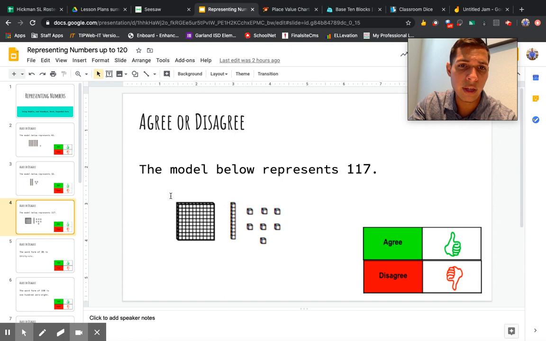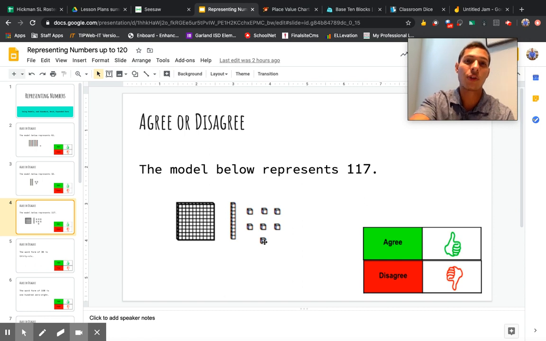So this is something new. We haven't seen this one before. Who knows what it's called? It's a flat, right? Flat is 100, right? There is 100 little units, single units, and there is 10 rods. So we know this is 100. We have 110, 111, 112, 113, 114, 115, 116, 117. So I hope we all had our thumbs up for that one because we would agree with this statement.